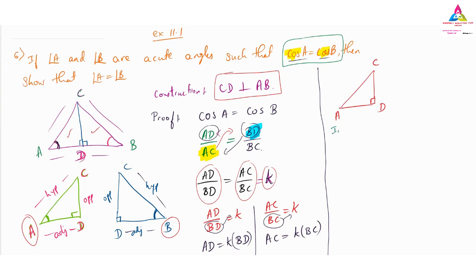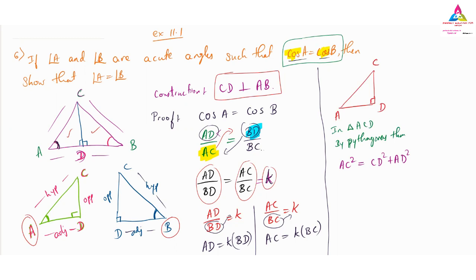So in triangle ACD, by Pythagoras theorem, how can you explain the Pythagoras theorem for this? Yes, AC square is equal to CD square plus AD square. That is the Pythagoras theorem you will apply for this. So there is no problem at all for you. Similarly, I will take the other side also.